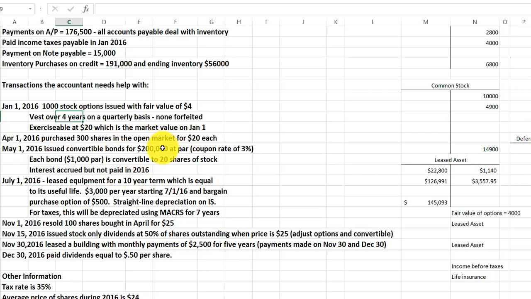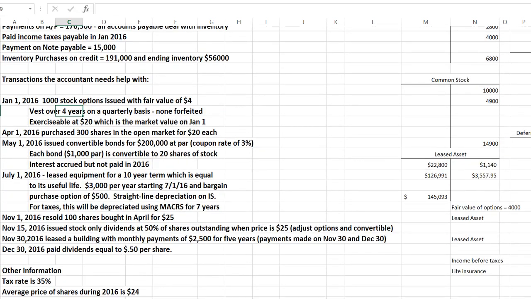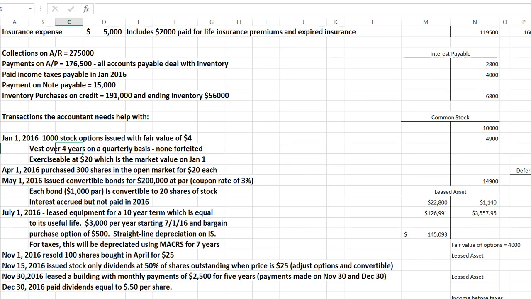So if we start on May 1st, $200,000 is going to be a debit to cash and a credit to bonds payable. Interest is going to be 3% for May, June, July, August, September, October, November, December, 8 months out of 12, so 8/12 of 3%. So 2% on those is going to be your interest, $4,000: debit interest expense, credit interest payable. Here's the interest payable part.